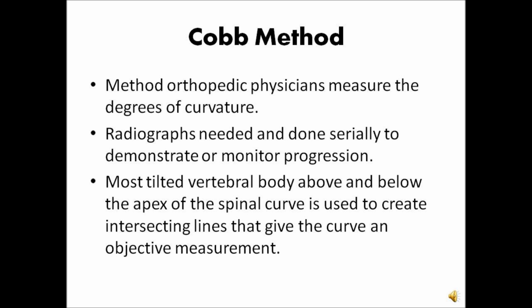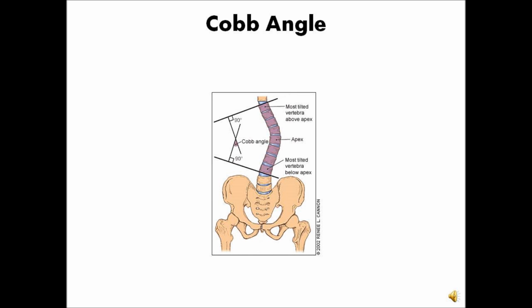the Cobb method. This is the method that orthopedic physicians use to measure the degree of curvature. Radiographs are needed and done serially in order to demonstrate or monitor progression of curvature. The most tilted vertebral body above and below the apex of the spinal curve is used to create intersecting lines that give the curve an objective measurement.